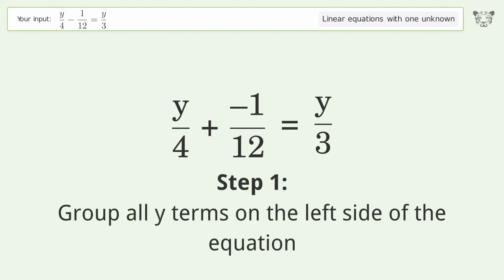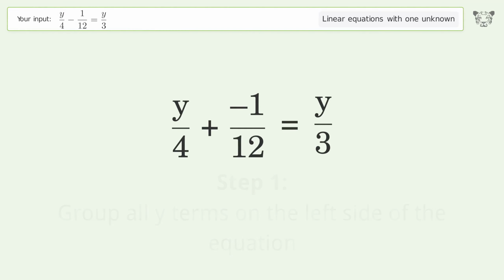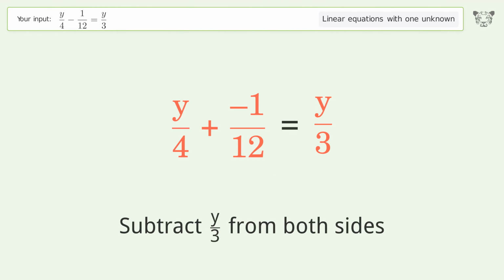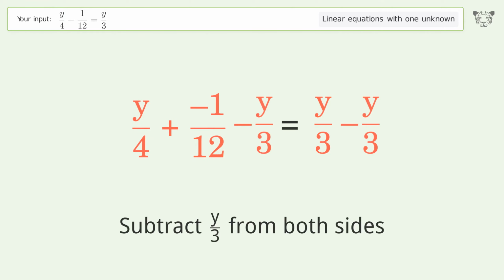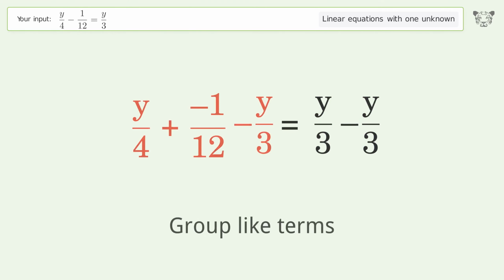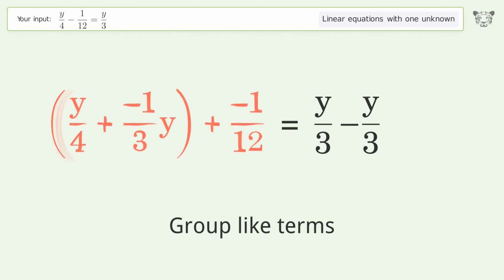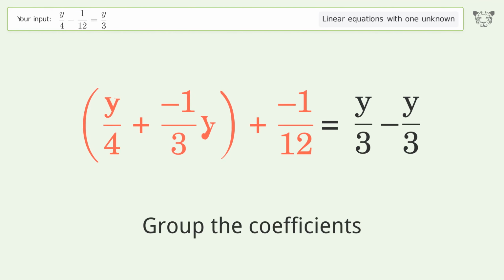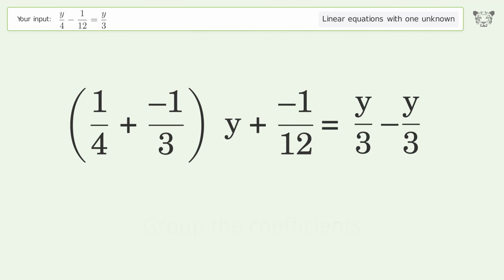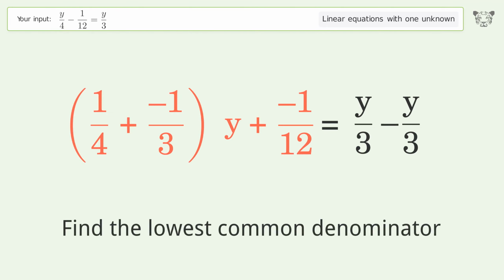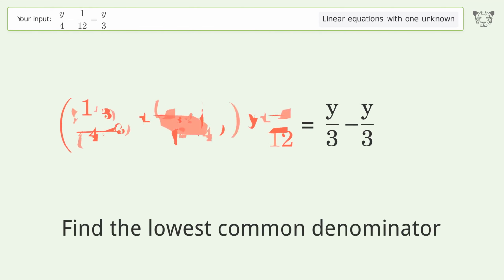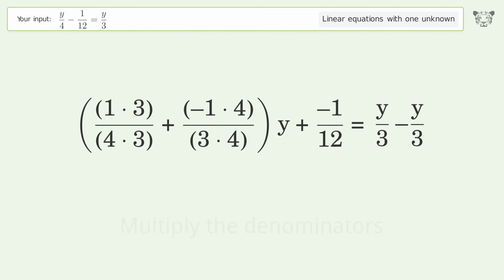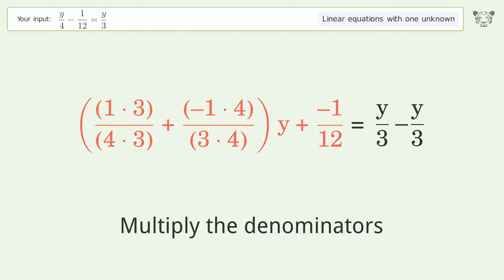Group all y terms on the left side of the equation. Subtract y over 3 from both sides. Group like terms. Group the coefficients. Find the lowest common denominator. Multiply the denominators.